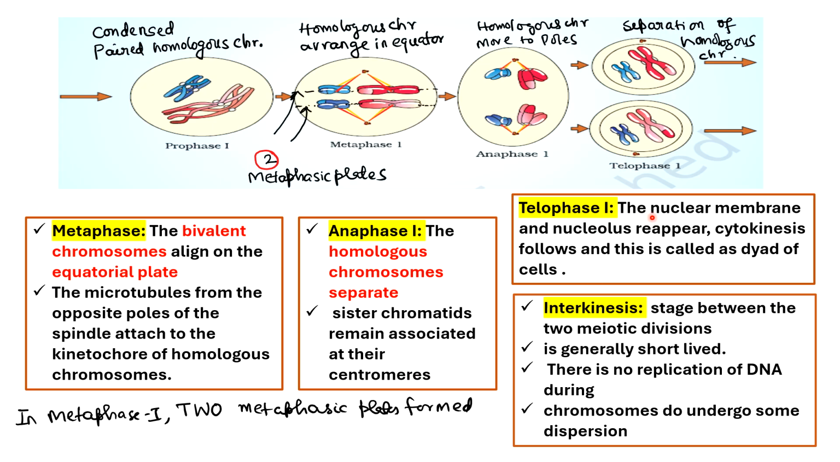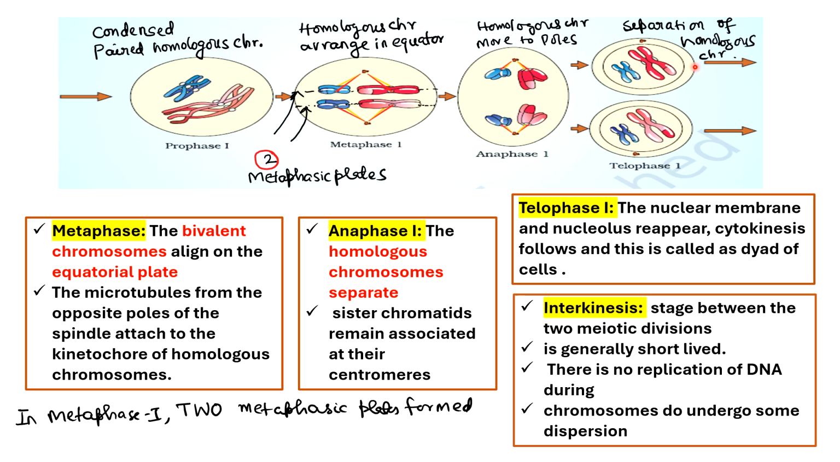So in telophase 1, the nuclear membrane and nucleolus reappear and cytokinesis follows. So see, in anaphase 1, essentially what are separated? The homologous chromosomes are separated, and the nuclear membrane is formed around the separated homologous pair in telophase 1. Telophase 1 is just the opposite of prophase 1. So the nucleolus will also reappear, the nuclear membrane will reappear, right?